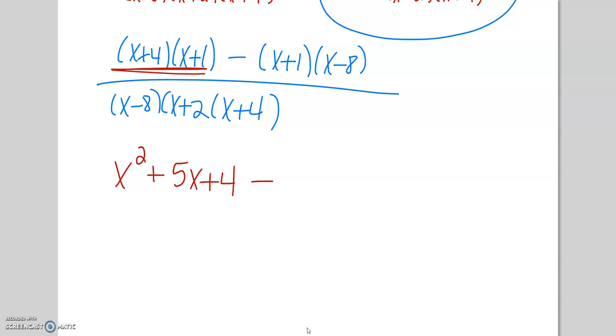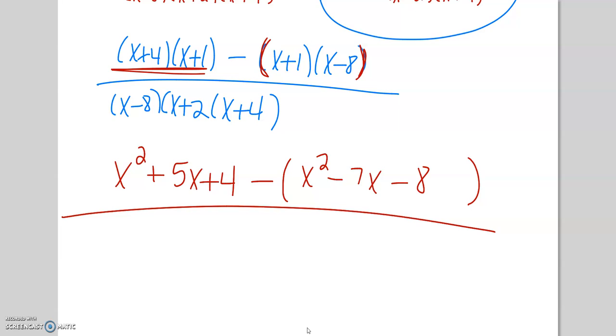Okay, so then we're going to subtract, and remember, we're going to subtract whatever this whole thing is multiplied together, right? We're going to multiply both of those, and we're going to subtract all of it. So I'm going to go ahead and put parentheses there, just so that I remember I'm subtracting everything. So I'm going to get x squared minus 7x minus 8 all over our common denominator.